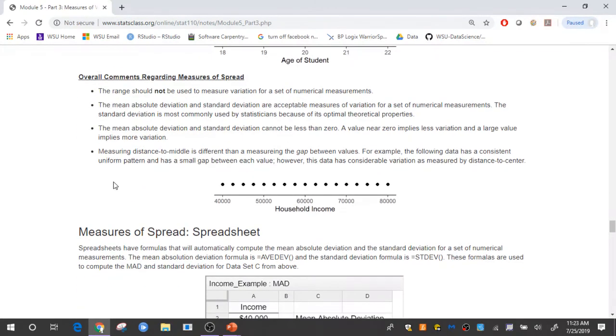So just some overall comments before I get into how to calculate these in a spreadsheet. The range should not be used as a measure of variation. I mentioned that.